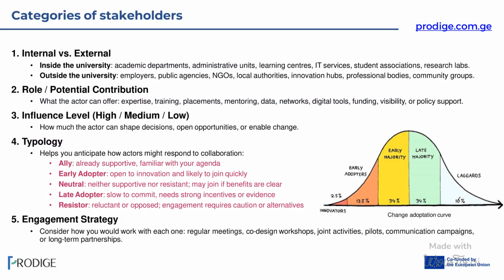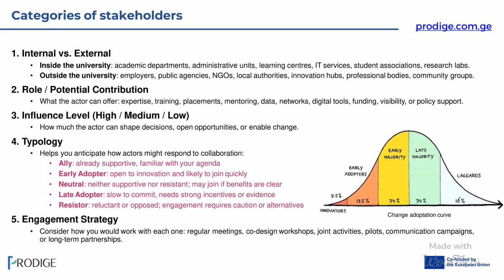When mapping stakeholders, it's important to recognize that different categories of actors require different approaches. Start by distinguishing internal versus external stakeholders. Internal actors include academic departments, administrative units, IT services, learning centers, student associations, and research labs. External actors could be employers, public agencies, NGOs, local authorities, innovation hubs, professional bodies, or community groups.